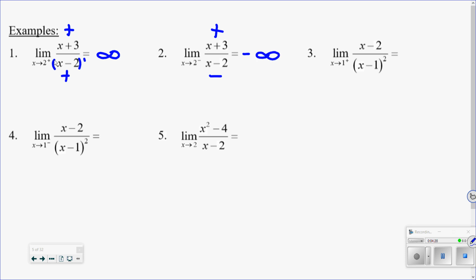So you can see it was an odd asymptote. As I approach from the right side, it's going up. As I approach from the left side, it's going down. Okay, look at 3.